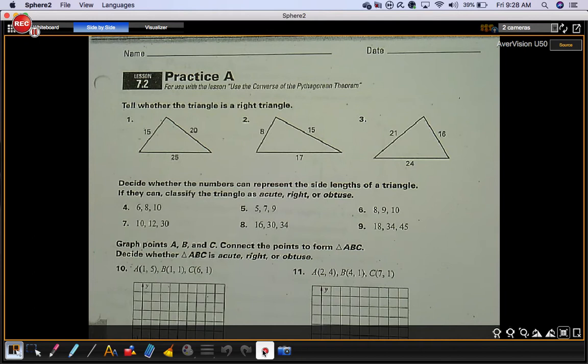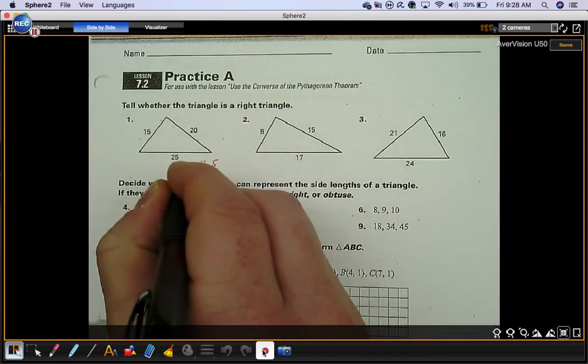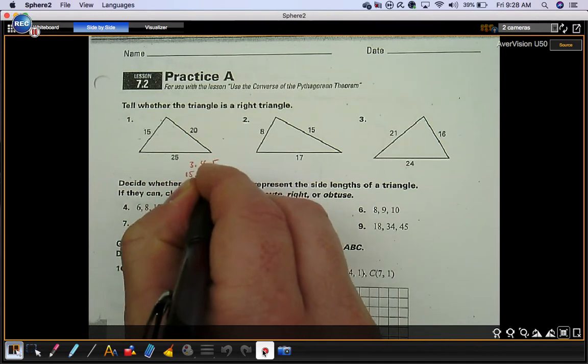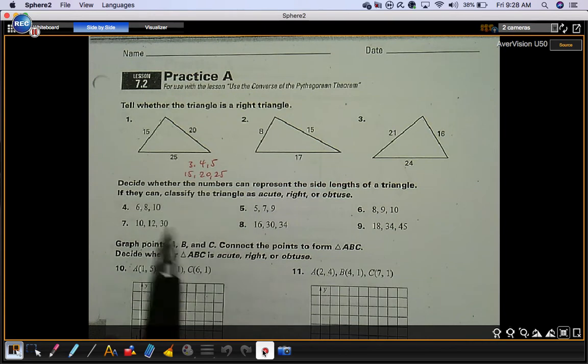Those are a triple. 3, 4, 5 times 5 gives you 15, 20, 25. So that automatically means this is a right triangle. So yes, this is a right triangle.